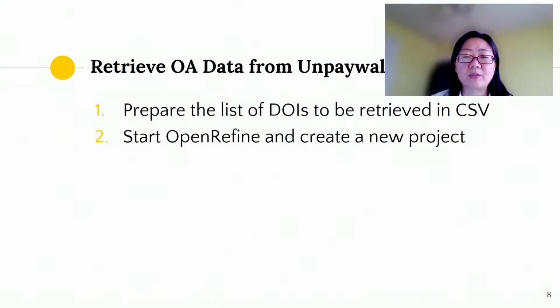So here are the steps to retrieve OA data from Unpaywall. First, we prepare the list of DOIs. Since we exported the bibliographic records from Scopus in the format of CSV, that will be our starting point. Then we start OpenRefine and create a new project. If you are new to OpenRefine, I have how to install and start a new project in my reference slide.